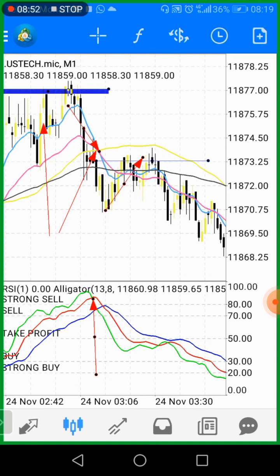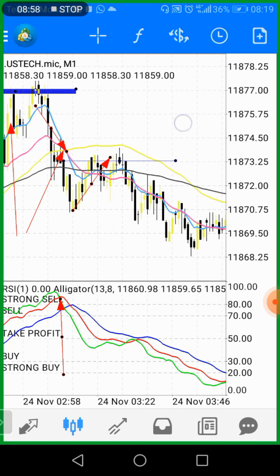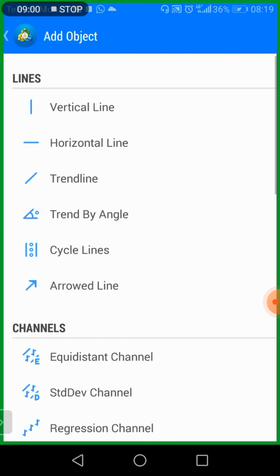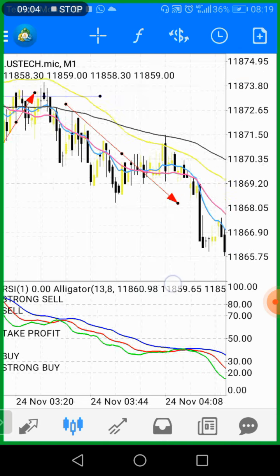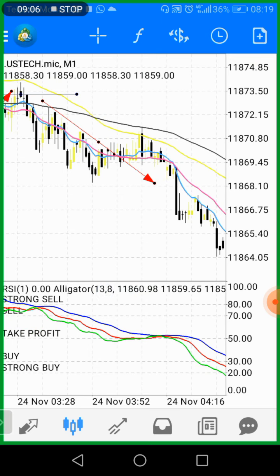If you follow the rules, your alligator must be oversold or overbought. You must look for a double top or a double bottom. That's what you need. Inverse head and shoulder and head and shoulder. So you can see it's been going down, guys.